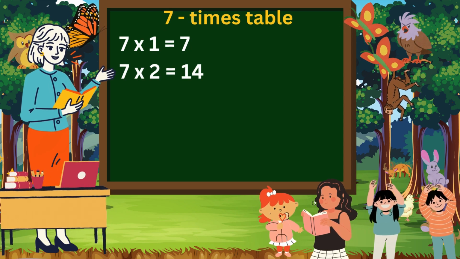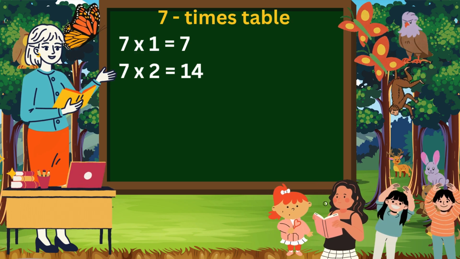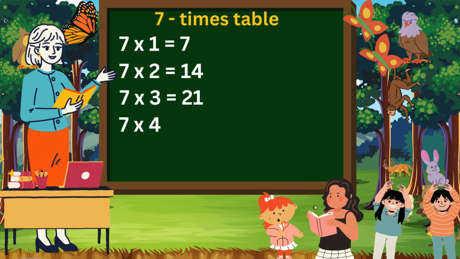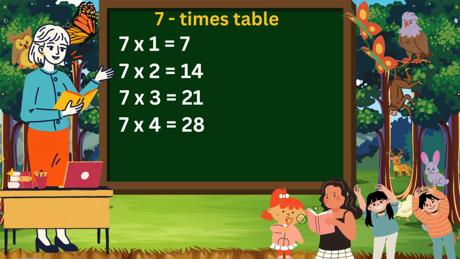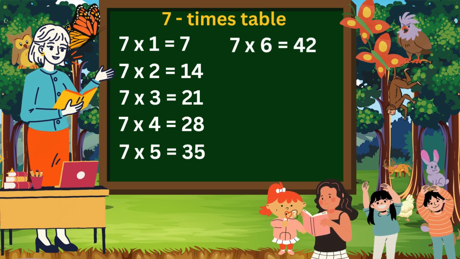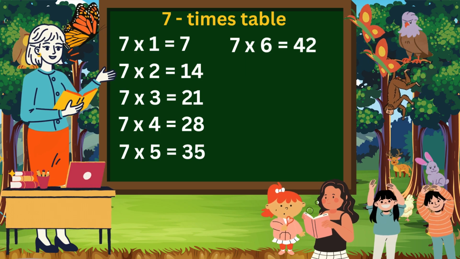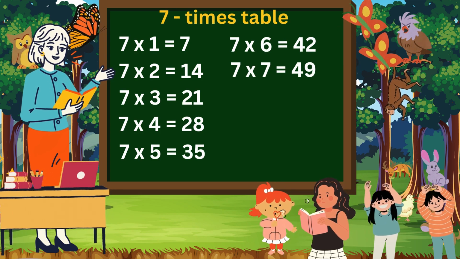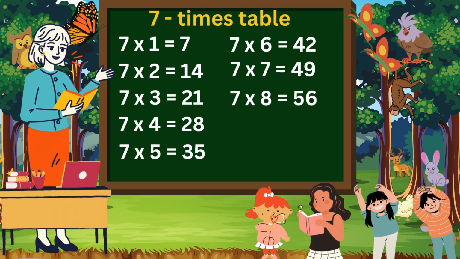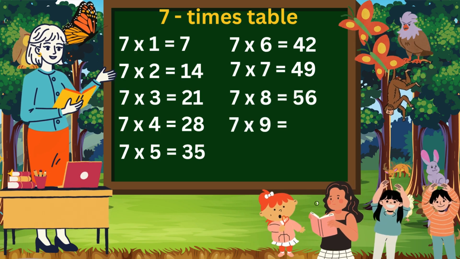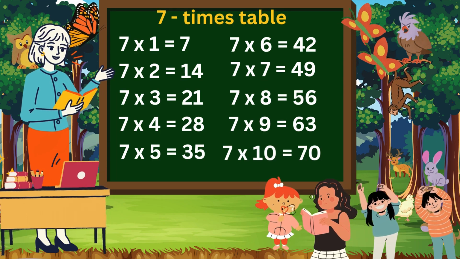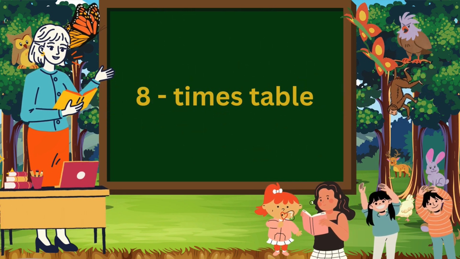7 twos are 14. 7 threes are 21. 7 fours are 28. 7 fives are 35. 7 sixes are 42. 7 sevens are 49. 7 eights are 56. 7 nines are 63. 7 tens are 70. 8 times table.